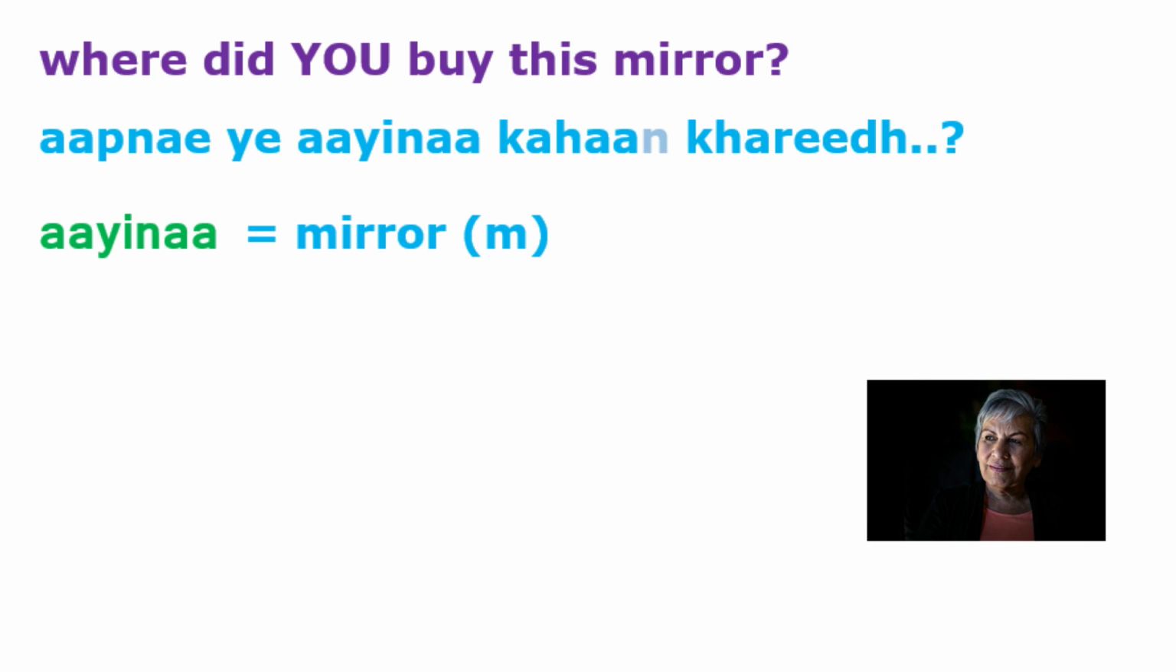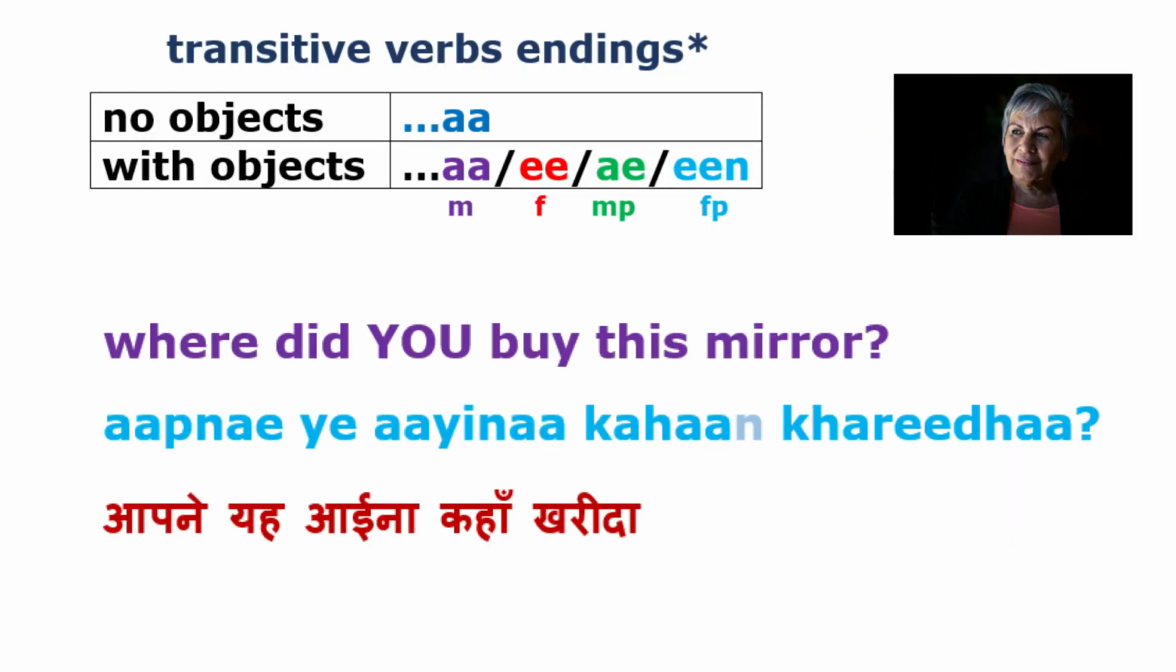Where did you buy this mirror? आपने ये आईना कहाँ खरीद? Khareed, and what is it going to be? Aina is mirror and it's masculine. We'll see that in the next sentence. Yes, where did you buy this mirror? आपने ये आईना कहाँ खरीदा? Because आईना is masculine and we are talking about just one mirror. It's कहाँ खरीदा.